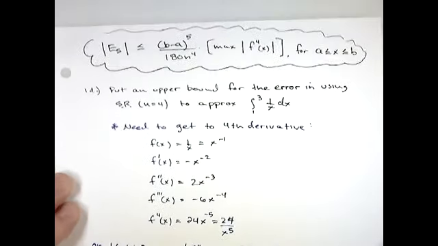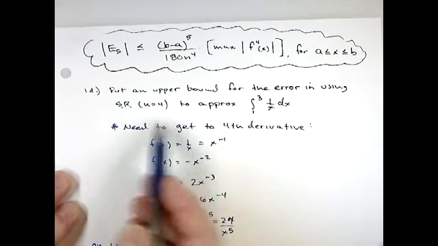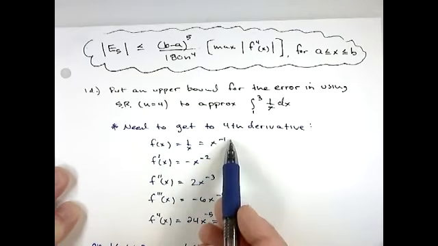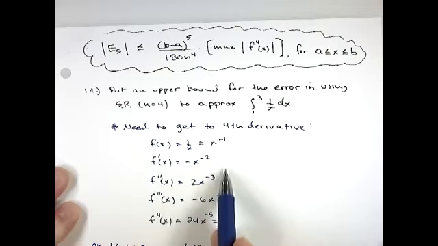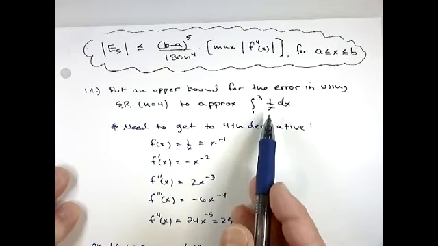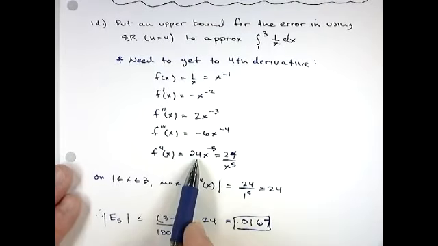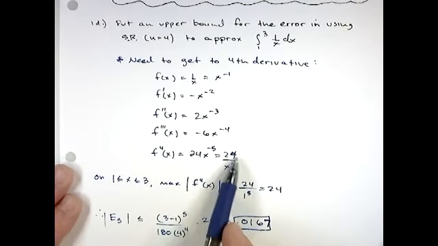So if I was to use this, now I need to get to my 4th derivative for this function. Here I'm just taking derivatives to try to put a bound on my 4th derivative, which is 24x to the negative 5th, or 24 over x to the 5th.